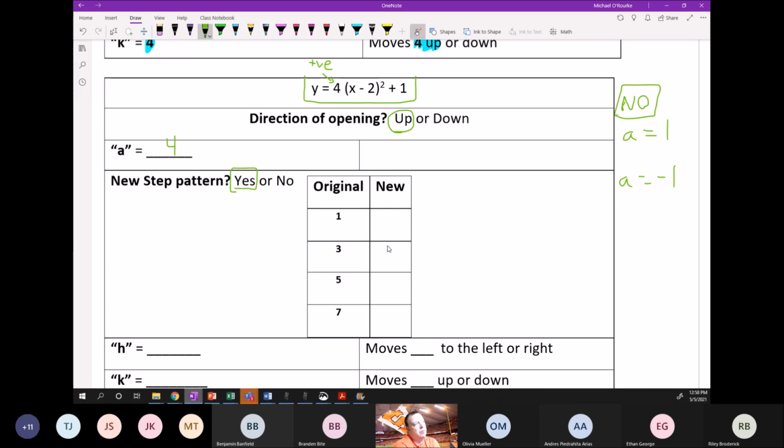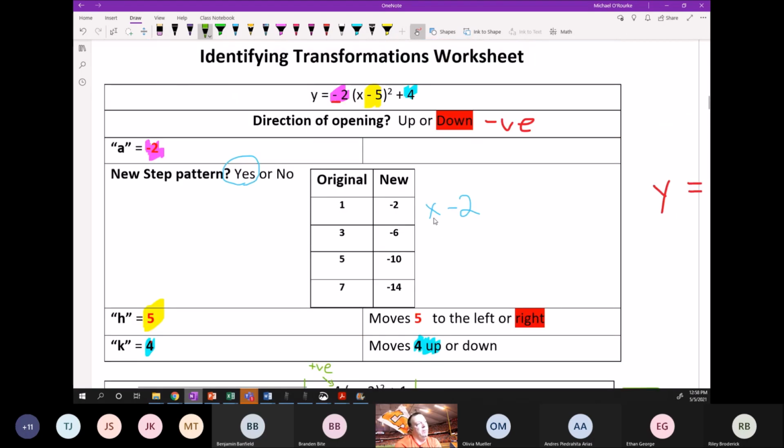How do I figure out this new number? What do I do with it? I need Jeopardy music whenever I ask a question. How did I figure out this new step pattern?